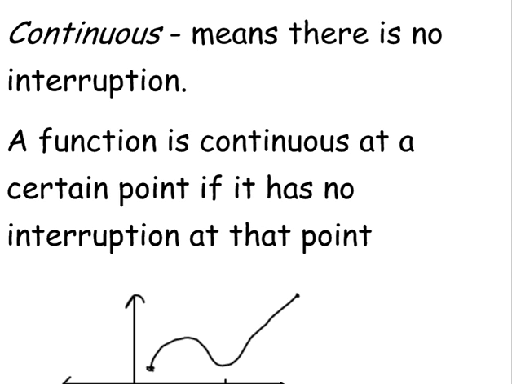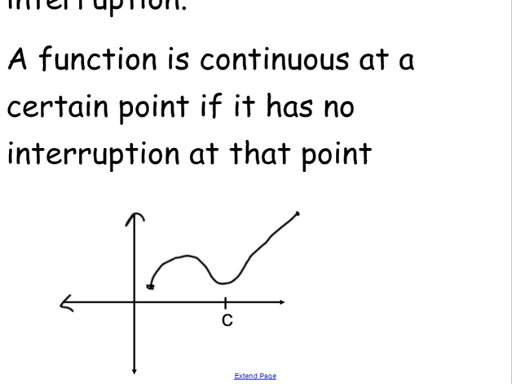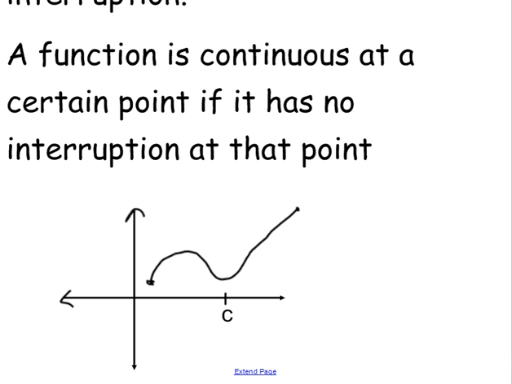Continuity, or to be continuous, means what you probably think it means. It means that there is no interruption. And in calculus, a function is continuous at a certain point if it has no interruption at that point. So if we look at f of c, this point over here, the function is said to be continuous at point c because it has no interruption at that point.